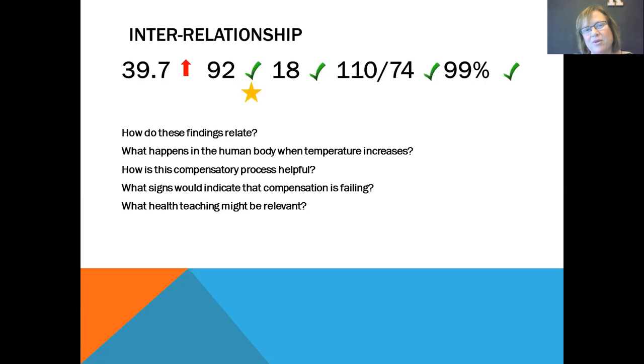So respiratory rate that moves above normal and a heart rate that moves well above the normal range. What health teaching might be relevant in this situation? Because that's always important for us to understand. We'd look at pyrexia, how we would help the patient understand when and how you treat a fever, what signs to watch for.